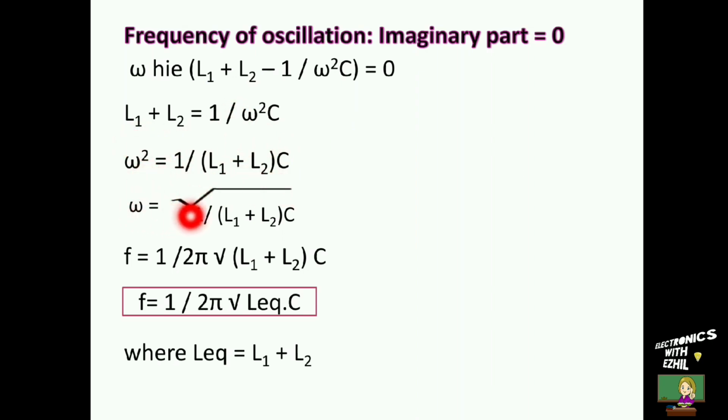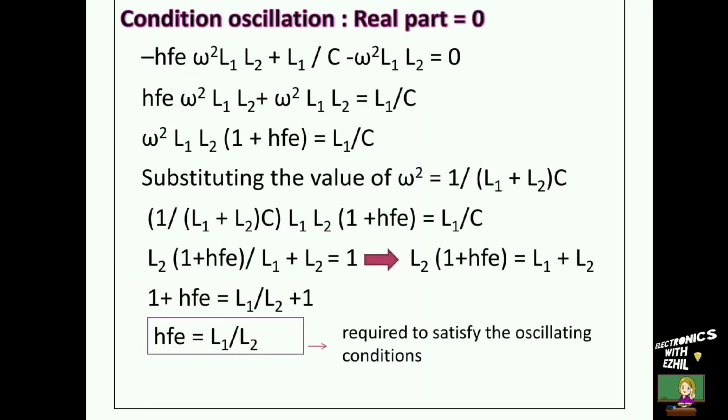We'll find out omega, so we'll have to take the square root of it. Now we will replace omega by 2 pi f and find f, which is equal to 1 by 2 pi square root of L1 plus L2 into C. f is equal to 1 by 2 pi square root of L equivalent into C, where L equivalent is L1 plus L2. This is the frequency of oscillation of Hartley oscillator.